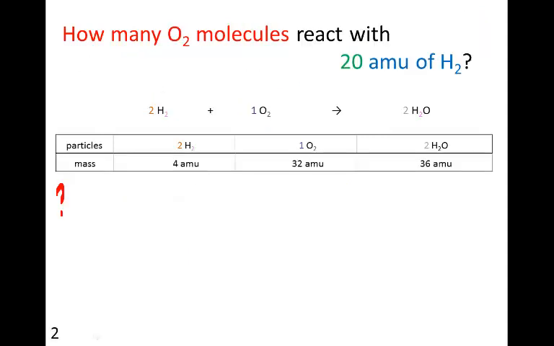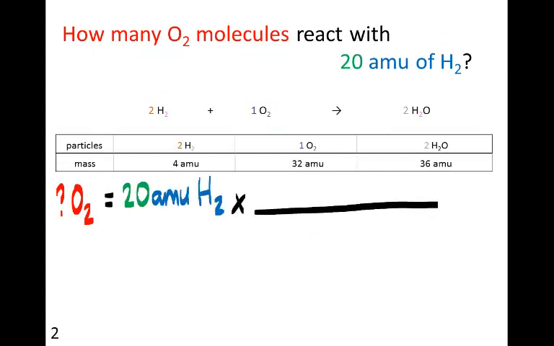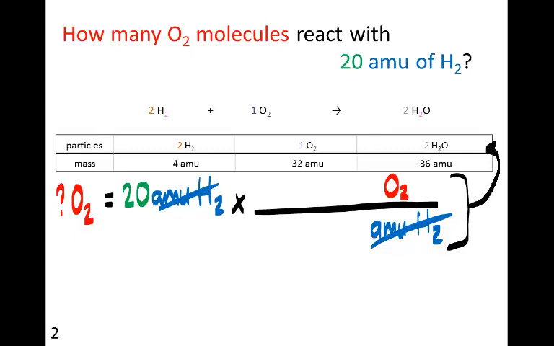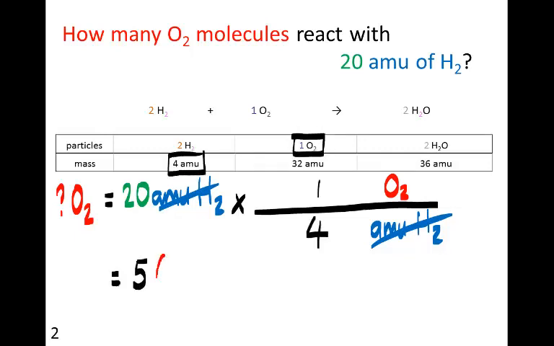How many oxygen molecules react with 20 atomic mass units of hydrogen? We need to multiply this by a conversion factor, which has atomic mass units of hydrogen at the bottom to cancel that away, and oxygen molecules at the top to introduce the required unit. And these two, the top and the bottom, must refer to this particular reaction, the ratios of reacting for this particular reaction. And we know that one oxygen molecule reacts with 4 atomic mass units of hydrogen. 20 divided by 4 is 5 oxygen molecules.